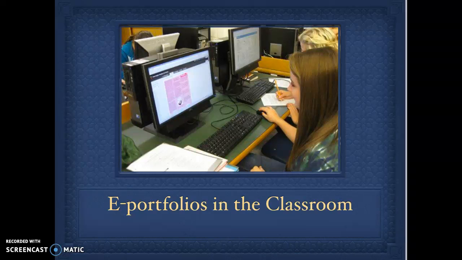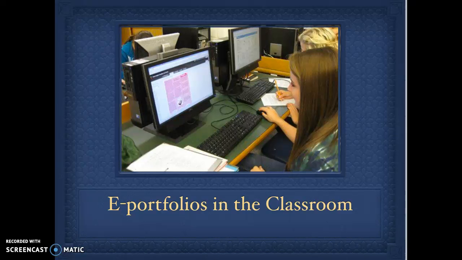As technology is becoming more and more prevalent in our classrooms, we need to find ways to motivate and entice students to learn at even higher levels. E-portfolios in the classroom are an important way to be able to do this for our students.